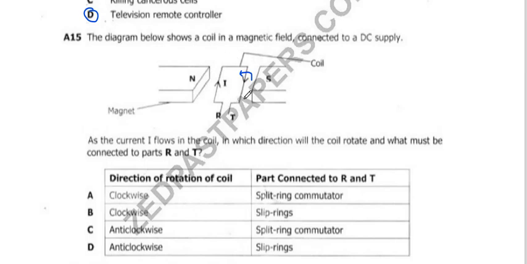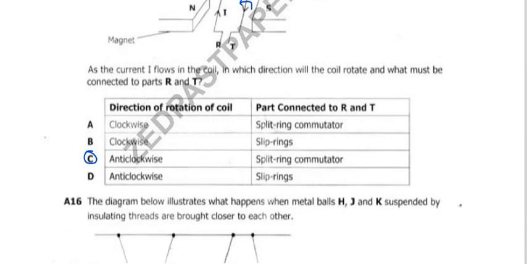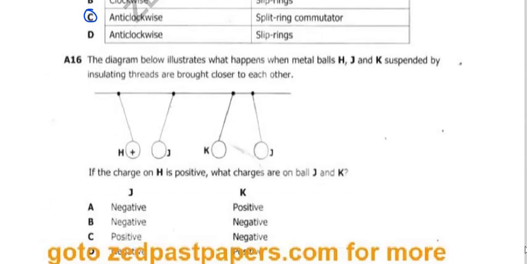And what do we have? Do we have slip rings, or do we have split rings? In DC connections we have split ring commutators. We do not have slip rings, but we have split ring commutators. So therefore the correct answer is C. We can move on to question number 16.